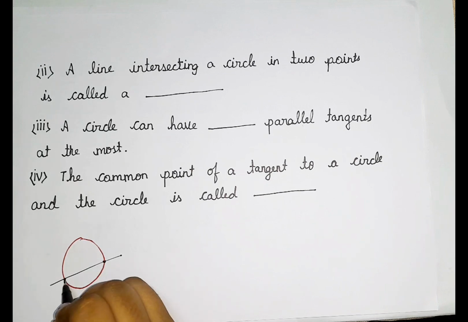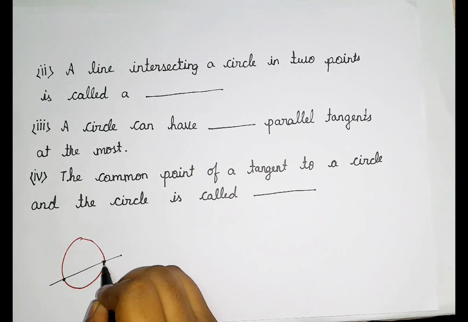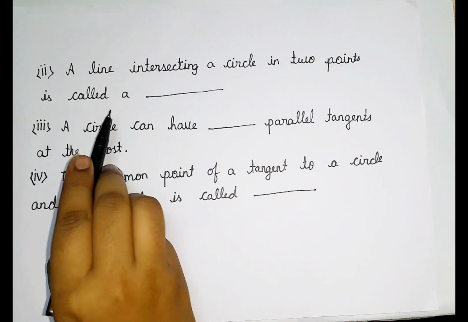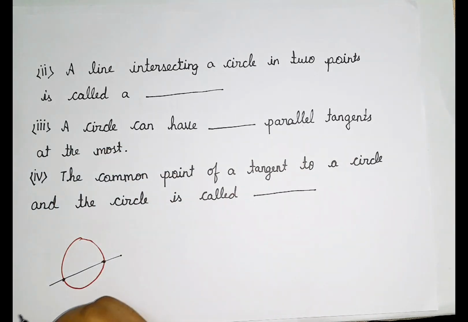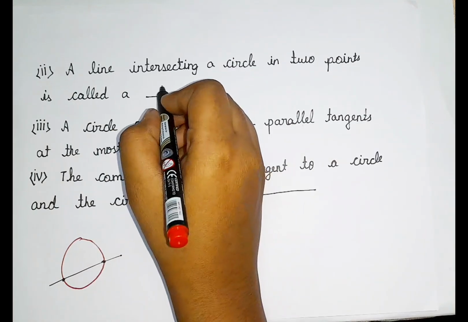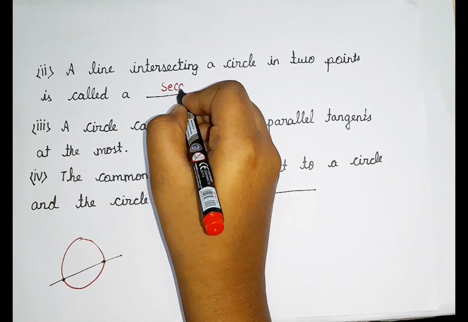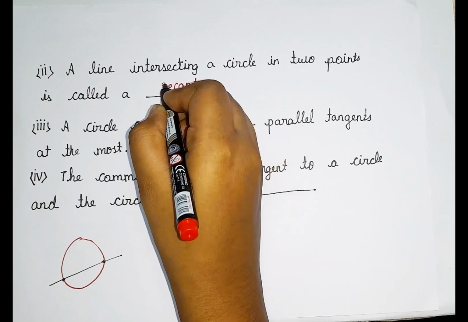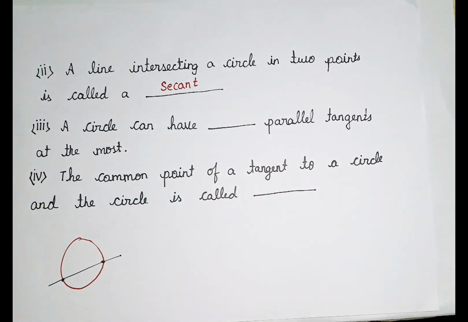So they are mentioning those points, okay? So here I have a point and here I have a point, and this is called a dash. In the introduction video I told you, whenever we have something like this, we call it a secant, isn't it? Yeah, of course. So it is called a secant. Okay, so this is the answer.